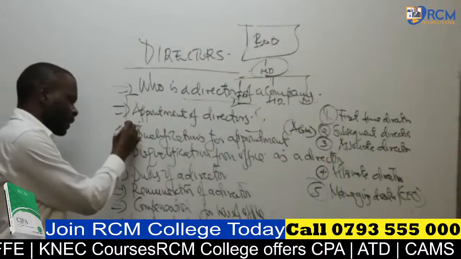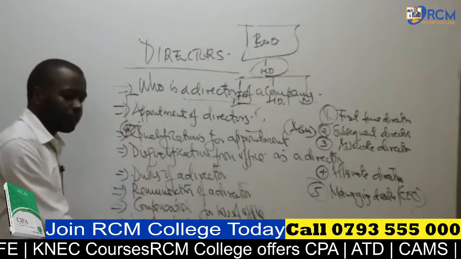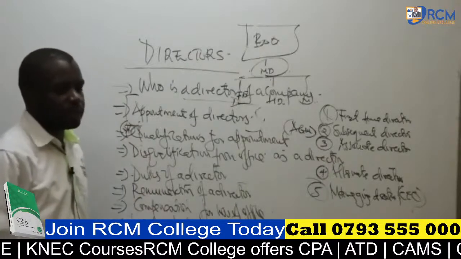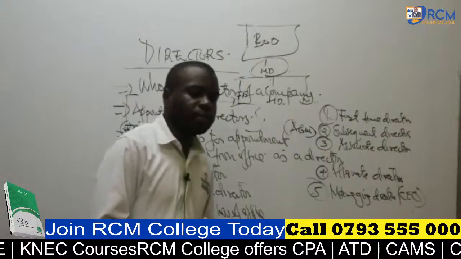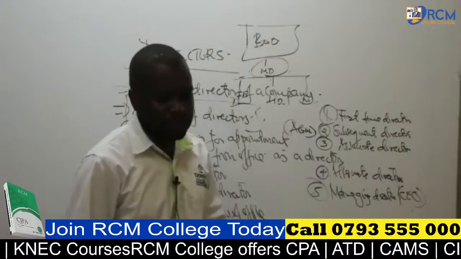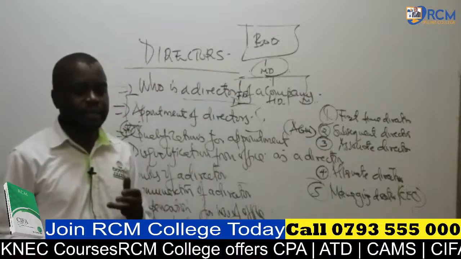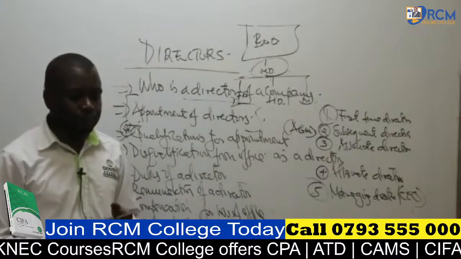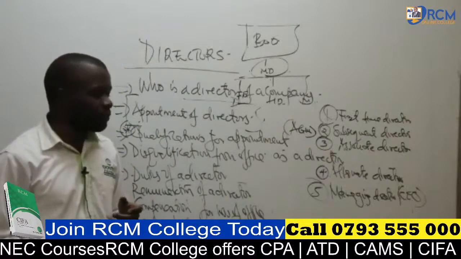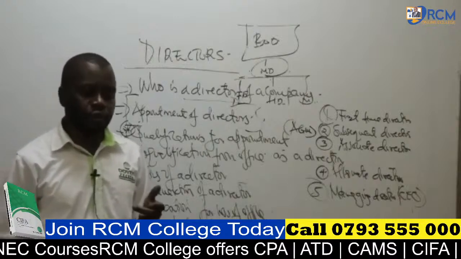So what are the qualifications? What are the qualifications before you can become a director of a company? They are normally just 3 key qualifications. Number 1, you must have attained the age of majority, that is 18 years. Number 2, you must have taken up what we call qualification shares.